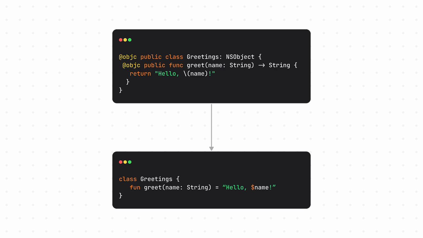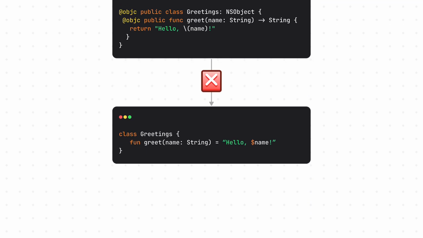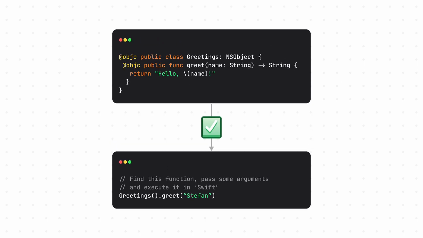You may think that we are translating the whole Swift or Objective-C code into the Kotlin language. But that's not the case. These bindings are Kotlin representations of the Objective-C definitions, which allow you to call the native functions and use native types directly from Kotlin. But the function itself is executed in Swift.